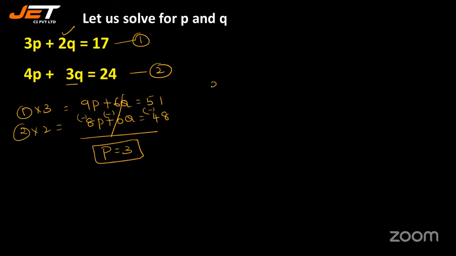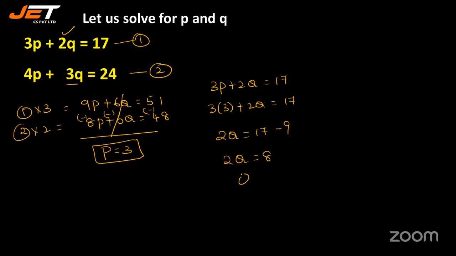Now let us take equation 1. 3p plus 2q is equal to 17. 3 into p plus 2 into q is 17. So 2q is equal to 17 minus 9. 2q is 8, whereas the value of q becomes 8 by 2, that is 4.